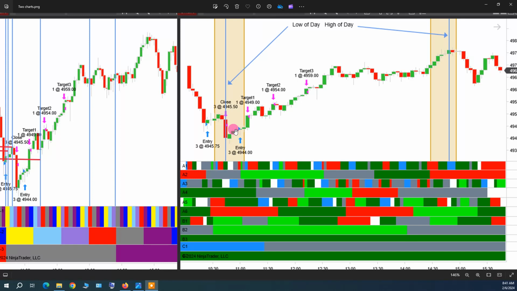So you can see the entry there, 3 at 49.44. We hit all three targets. This was the simple 5, 10, 15 point target. So this particular trade brought back 30 points, and the first trade lost 3 ticks.